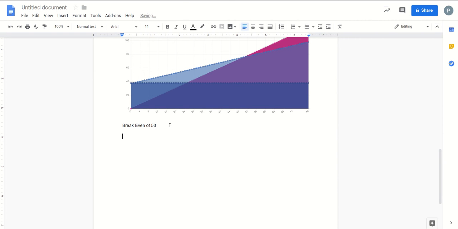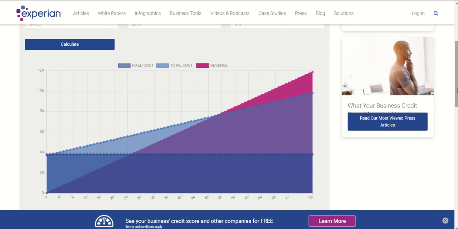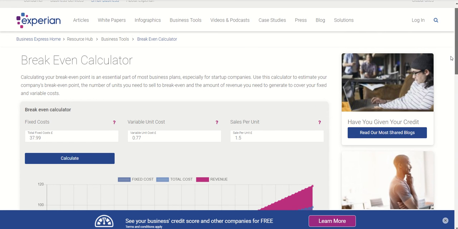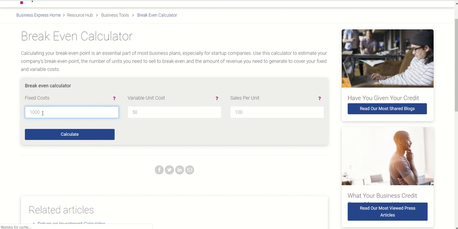Let's have a look at playing around with some of the figures then. So I know that from my market research, the customers who responded to it, I'm just getting this play button constantly, told me that they're quite willing to pay £2 per item. So let's change that to 2. Actually, I'm going to refresh this. So 37.99, 0.77, and then 2.